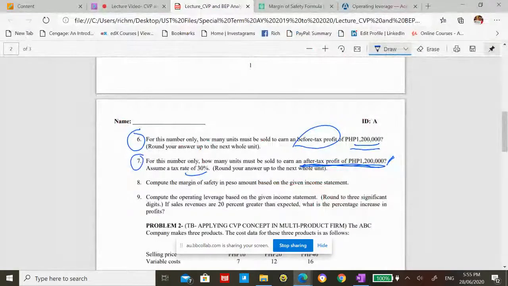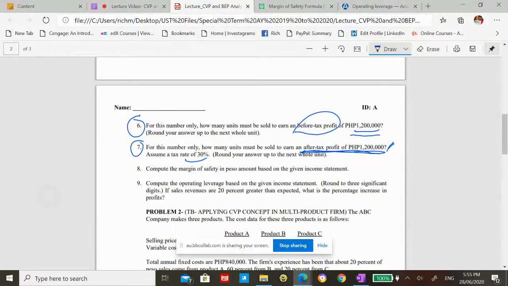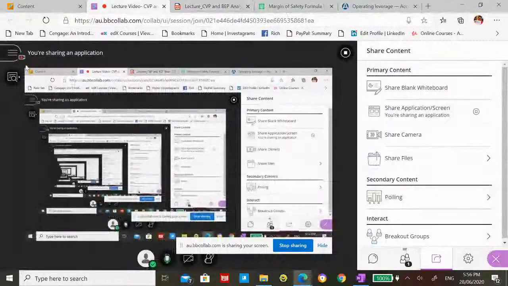So, I'll stop for now. We will have another session for number 8 and number 9, which are for margin of safety and operating leverage. Up to this point, you have practiced solving the core concepts of CVP and break-even point analysis. In the next video, I'm going to discuss the problems on margin of safety and operating leverage. In case you have questions, please let me know. Thank you.